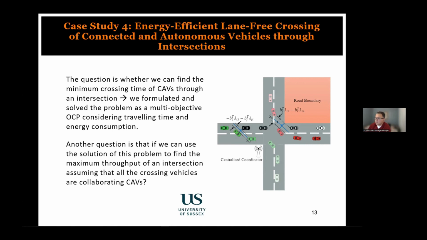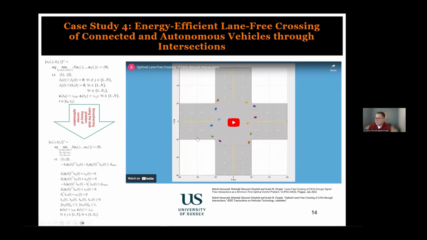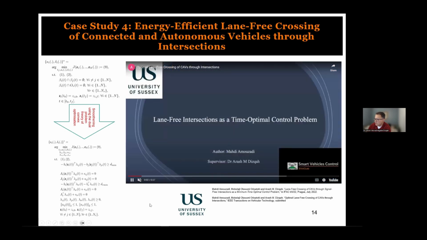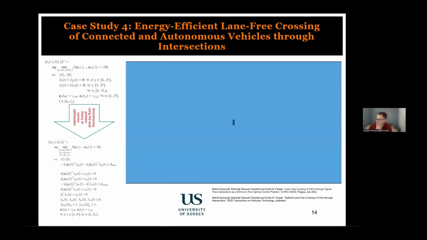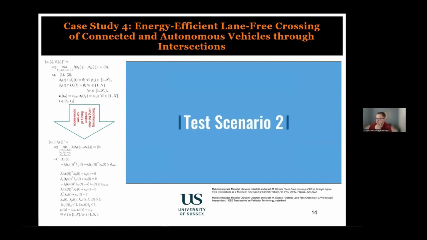So we formulated such a problem as an optimal control problem, and with some difficulties we solved it, and you can see the results here, for example, as a solution of such an algorithm, showing how the vehicles would cross such an intersection if they are fully autonomous. For example, this is one case study. Next is a bit more complex case study.